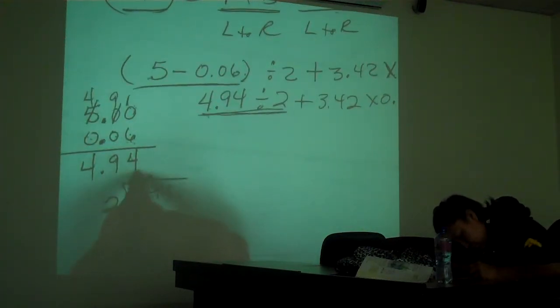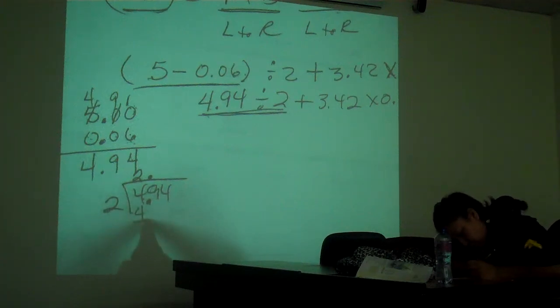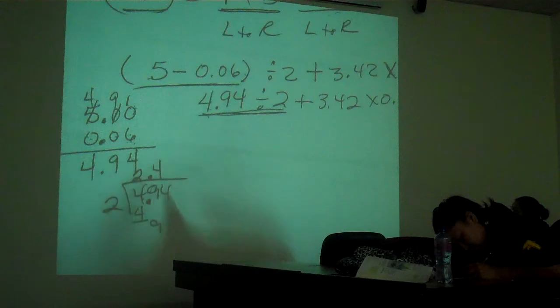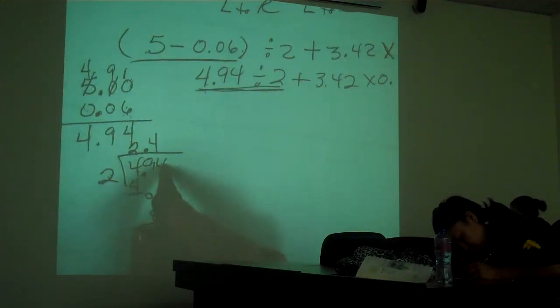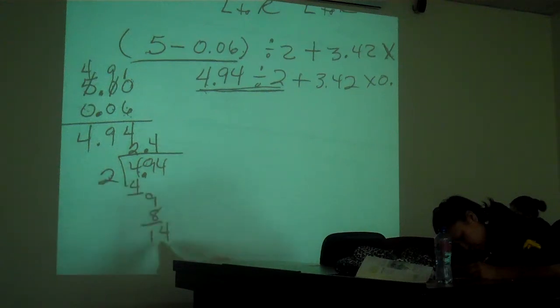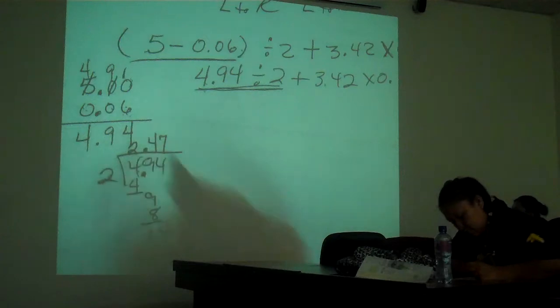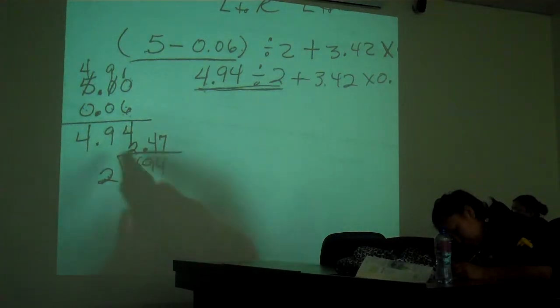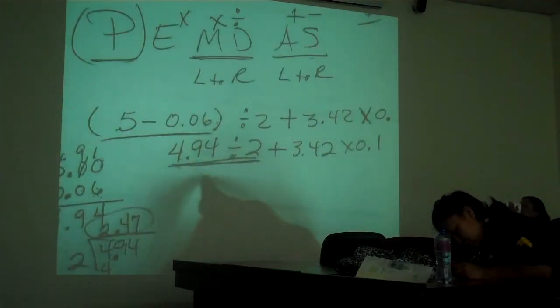2 into 4 is 2. Bring the 9 down. 2 into 9 is 4. 4 times 2 is 8. Subtract. Bring this 4 down. 2 into 14 is 7. Okay, so that's 2.47.